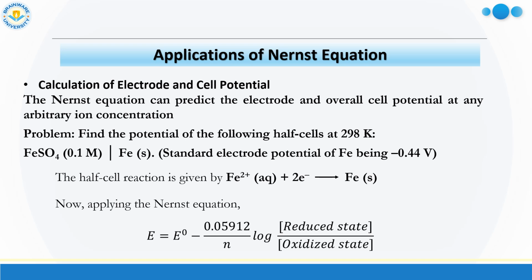So in the ionic form, if we write the half cell reaction, it will be Fe2+ aqueous plus 2 electrons to Fe solid. Now if we apply the Nernst equation for this half cell reaction, it will be simply E cell equal to E0 cell, or E0 simply, minus 0.05912 by n log of concentration of the reduced state divided by concentration of the oxidized state.